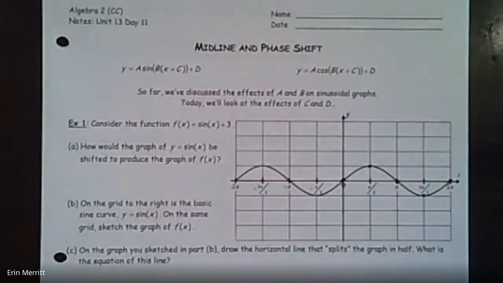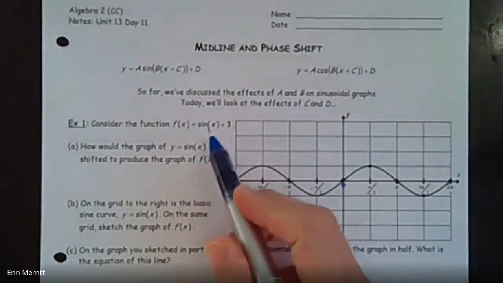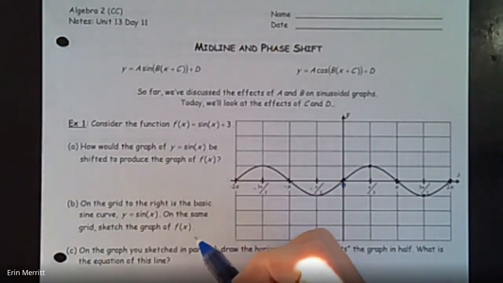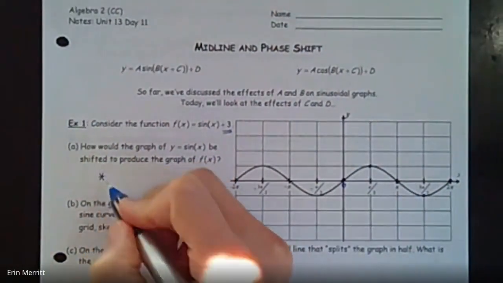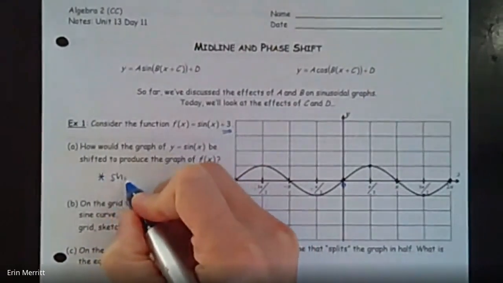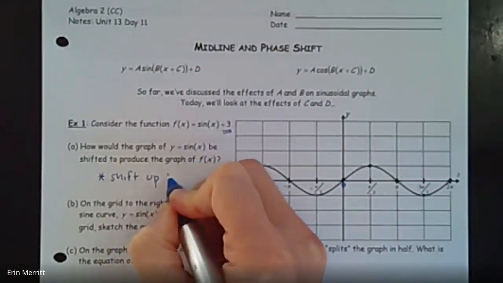So it's saying consider the function f of x equals sine of x plus 3. How would the graph of sine of x be shifted to produce the graph of f of x? Well, hopefully you know that when we add something on the outside, that's a vertical translation. It's going to shift up 3.